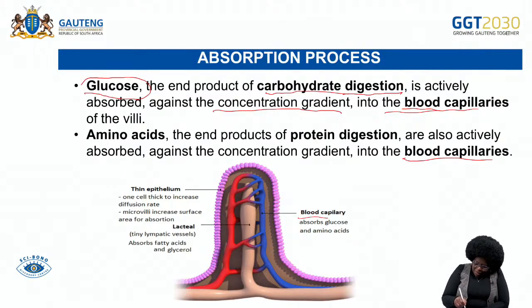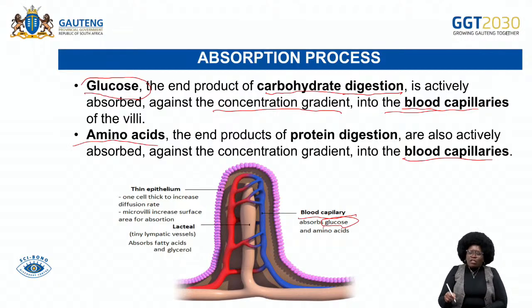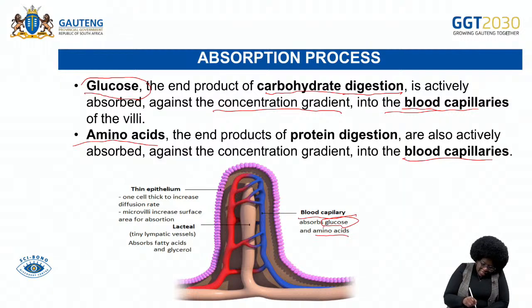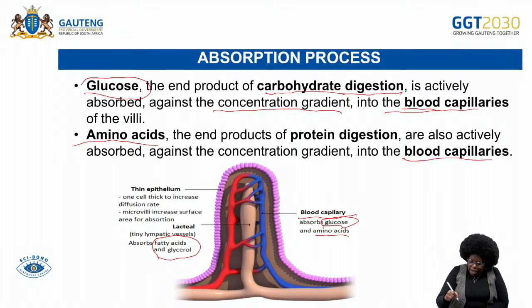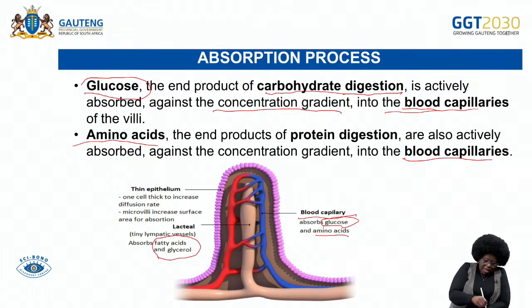Here are the blood capillaries. Let's see. So we are talking about glucose. Yes, we got it right. And then amino acids, the end products of protein digestion, are also actively absorbed against the concentration gradient into the blood vessel. So glucose and amino acids. But as per indication, we speak about lacteal, but lacteal, the main focus, is fatty acids and glycerol.